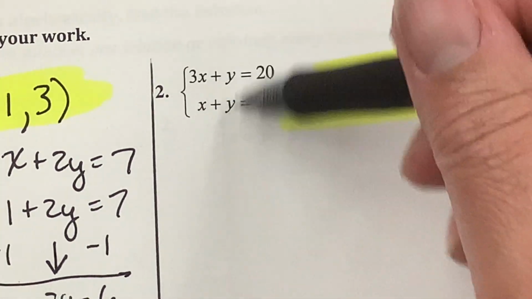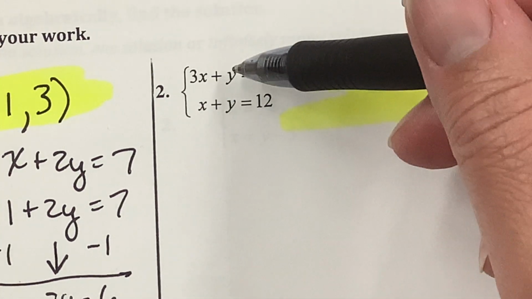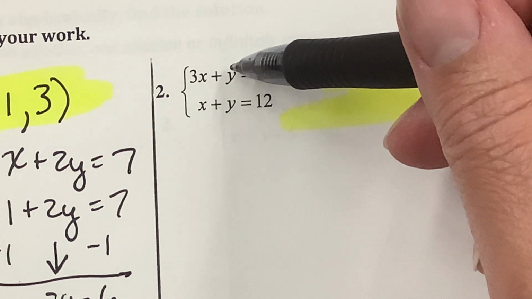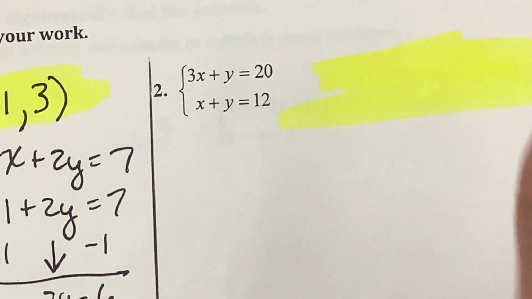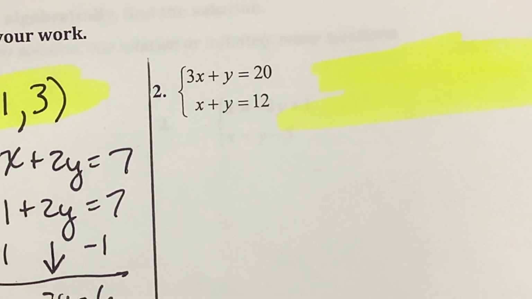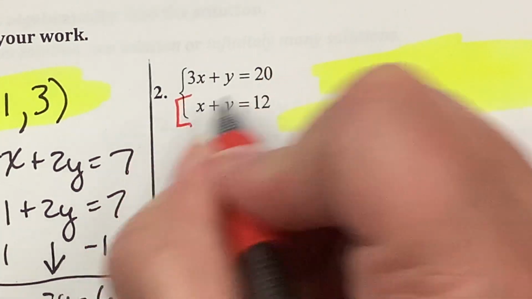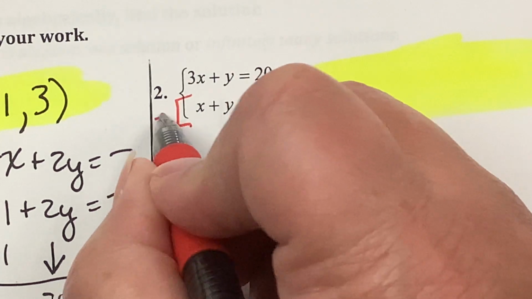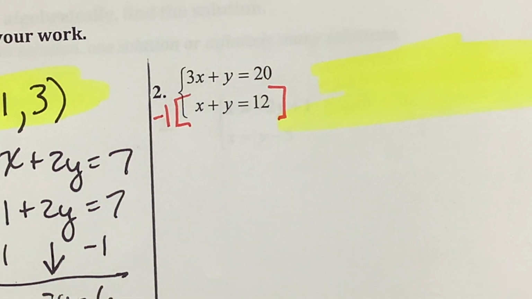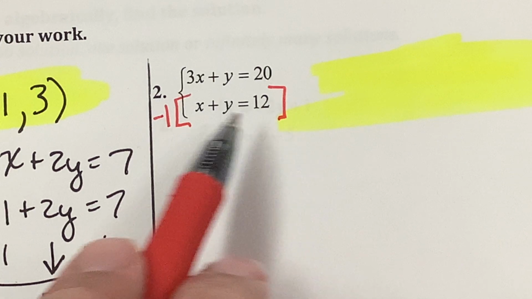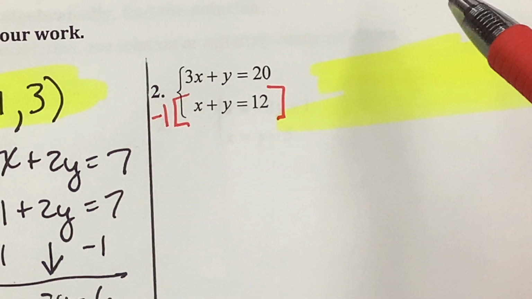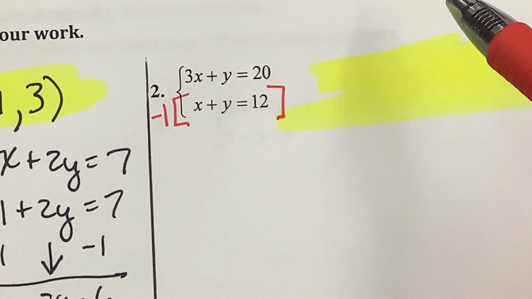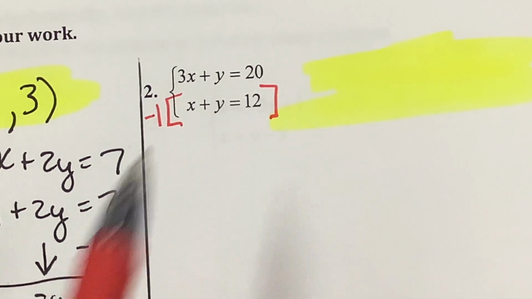All right, same variables in the right spots, good. I have the same number, 1 here and 1 here. Even though they're invisible, they're still there. But I have the same sign. Now, to get the opposite sign, I have to multiply the whole equation by negative 1. That's going to change the sign of every term in this equation. Terms are the individual x's, y's, and 12. Each one of those is a term. So I'm going to multiply negative 1 times each of those terms.